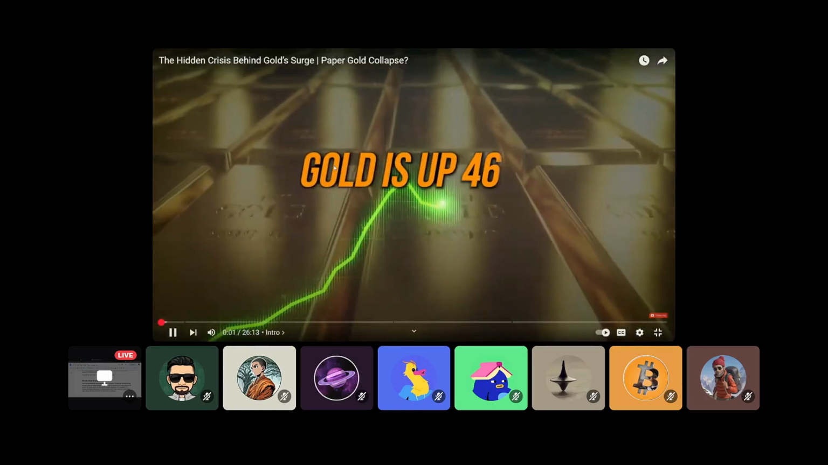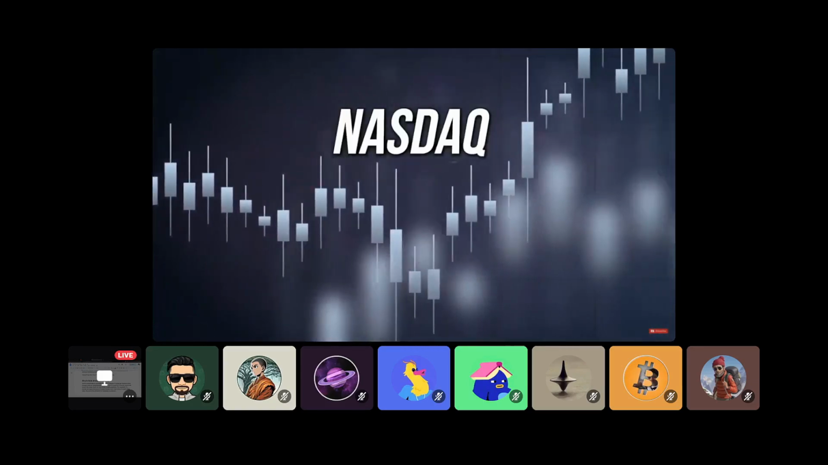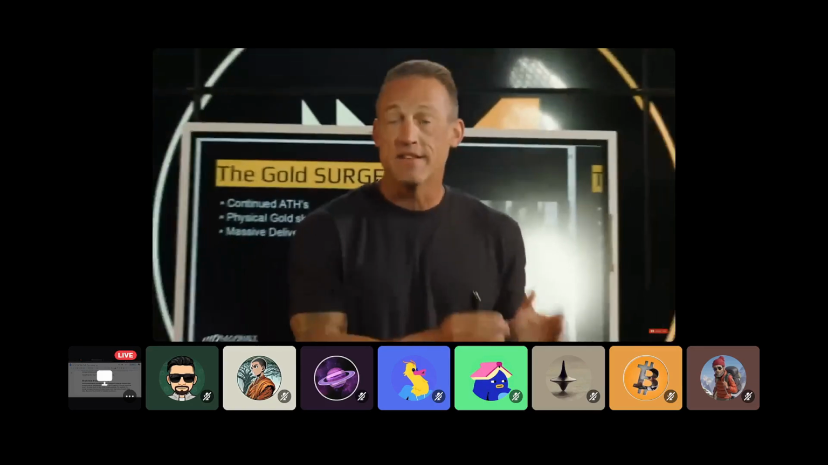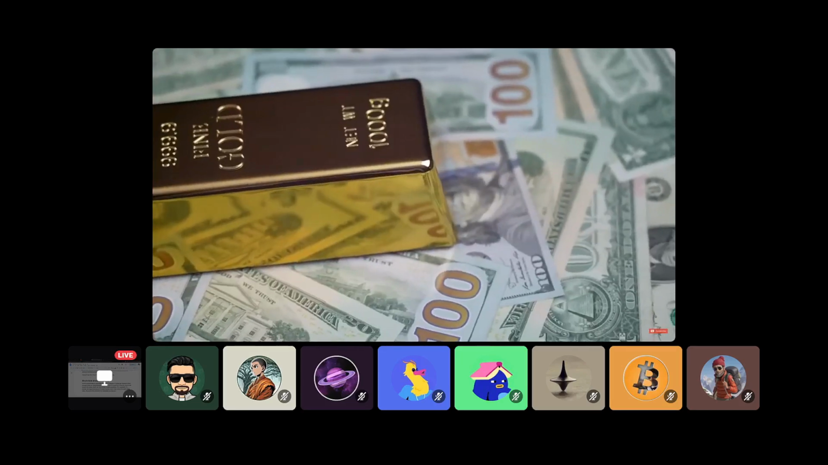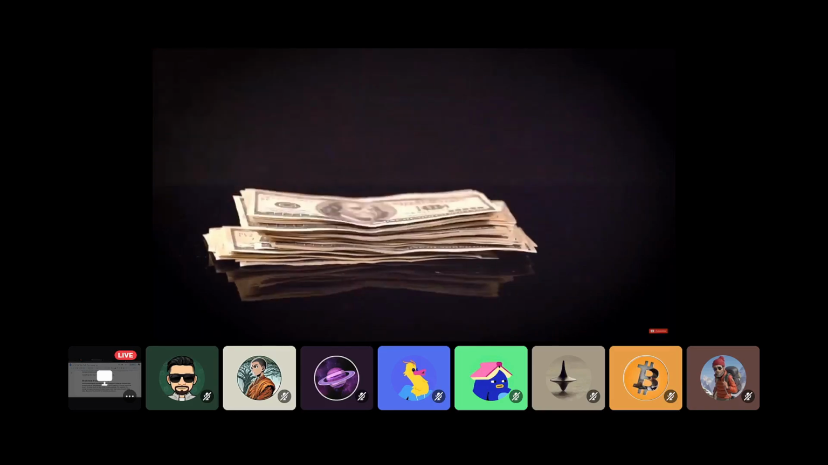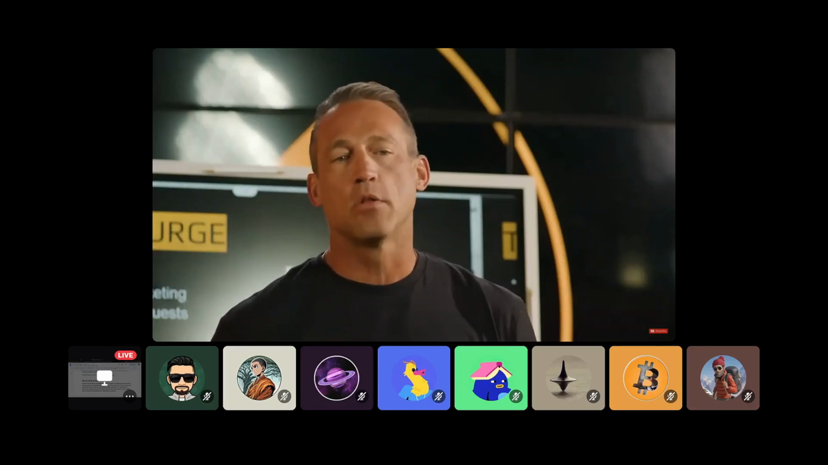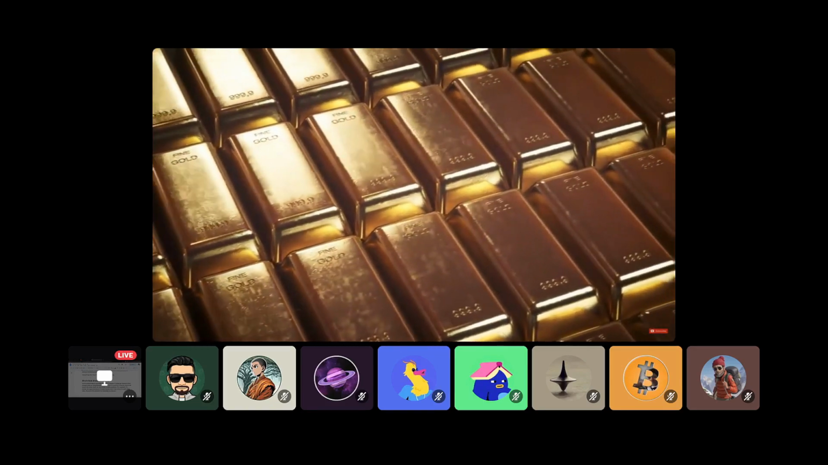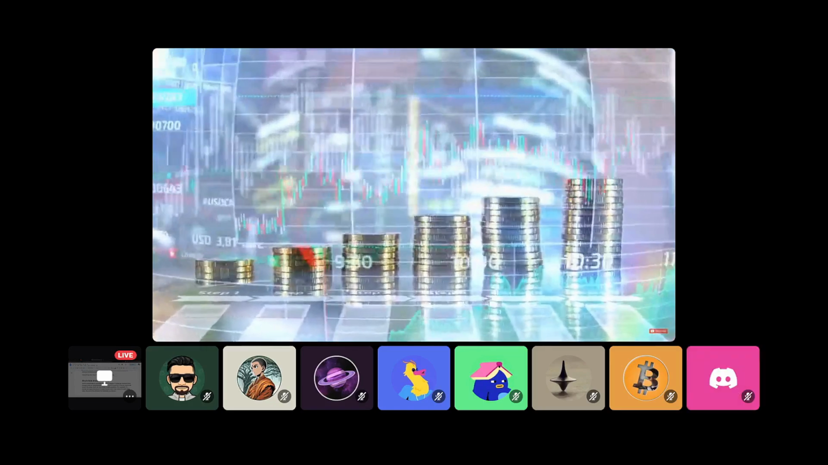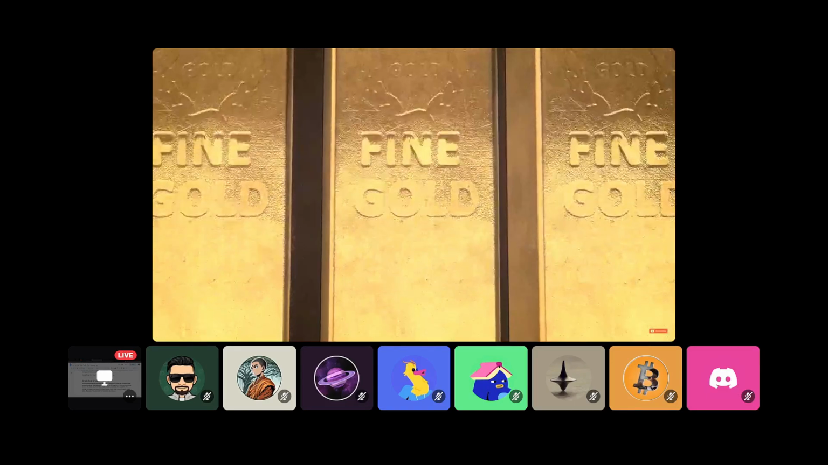Gold is up 46% in less than a year. That's double the gains of the Nasdaq and the S&P 500 in the same period. A historic bull run for gold. But when gold moves like this, it's never just about inflation or market demand. It means something is breaking in the global monetary system, and most people have no idea why. And here's the shocking part. This surge isn't just another rally. It's a deeper crisis that's triggering the biggest shakeup in the gold market in a century.